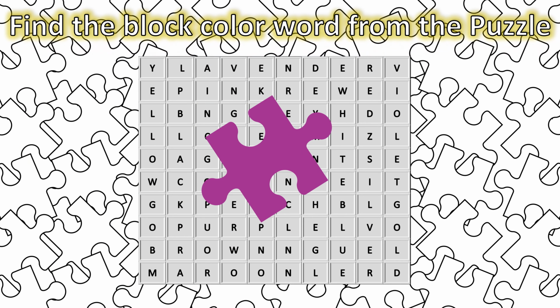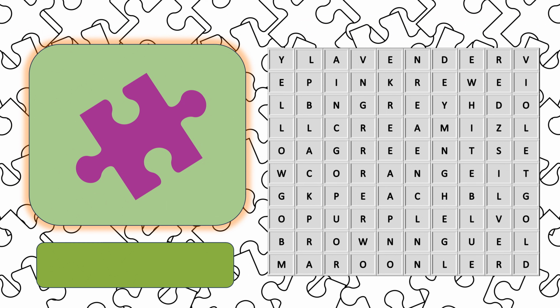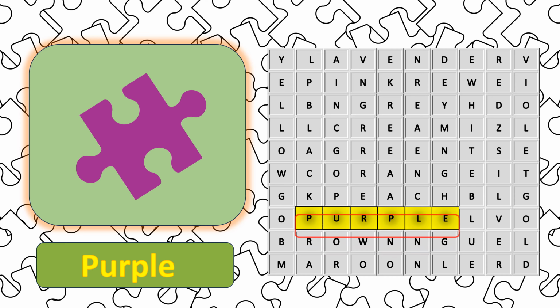Find the black color word name from the puzzle in 10 seconds. 10, 9, 8, 7, 6, 5, 4, 3, 2, 1. Time up. P, U, R, P, L, E, purple.